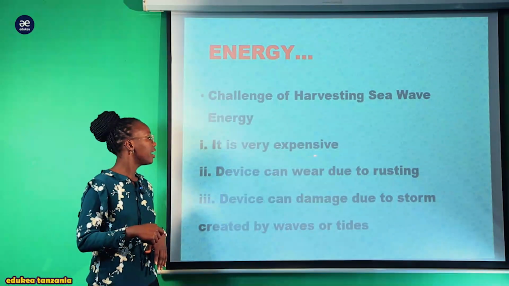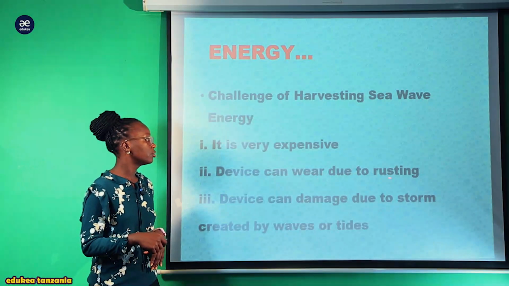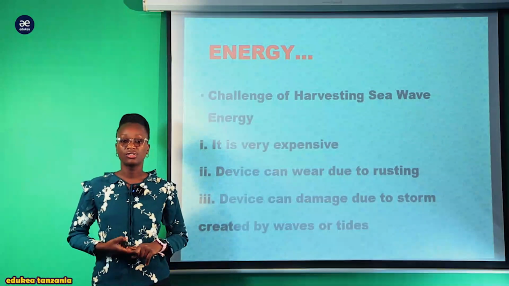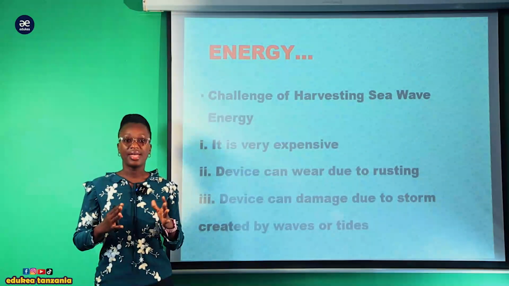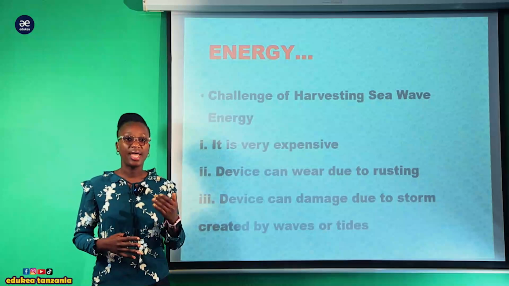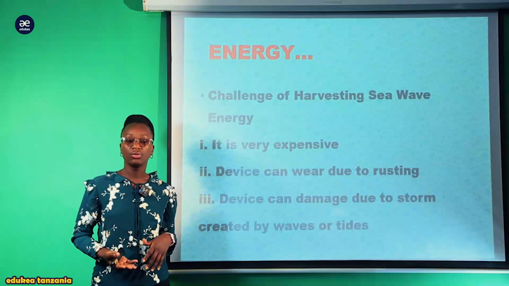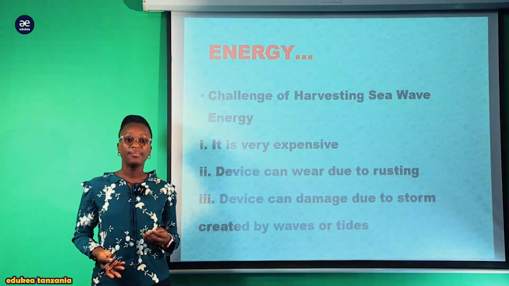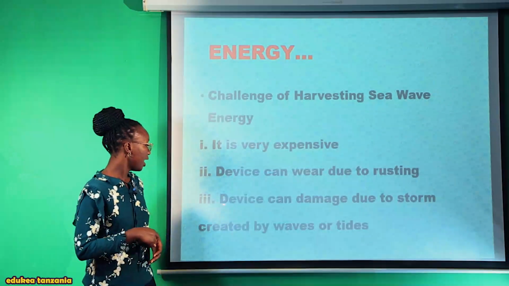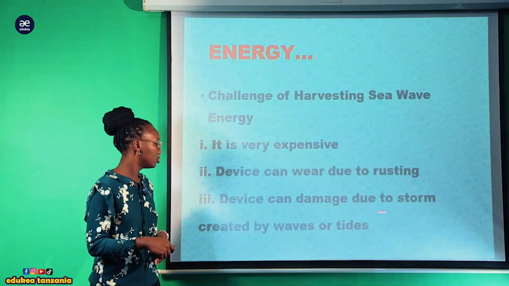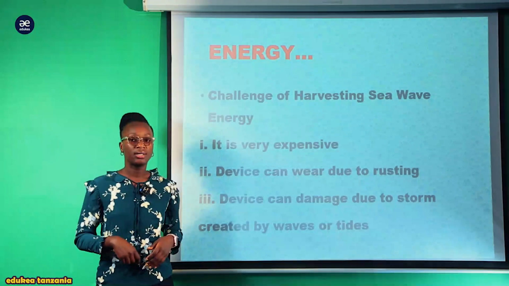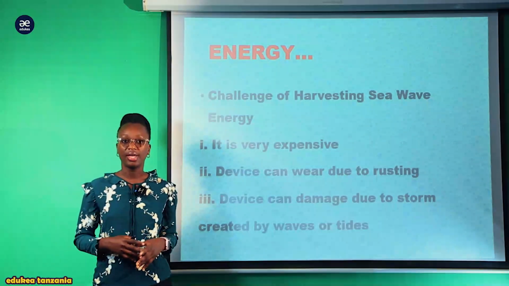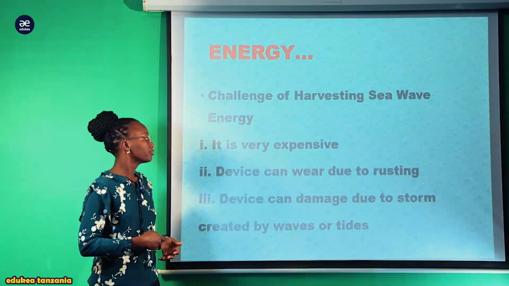Another is, devices can wear due to rusting. Kwamba some of devices zinaweza zikawa made of iron material, so because they are contaminated with water and air, it will be prone to rusting, and after there itakuwa damaged very ill. Another is, devices can be damaged due to the storms created by waves. Kwamba yale mawimbi makubwa ambayo ya wave yanaweza destroy au yakadamage those devices.